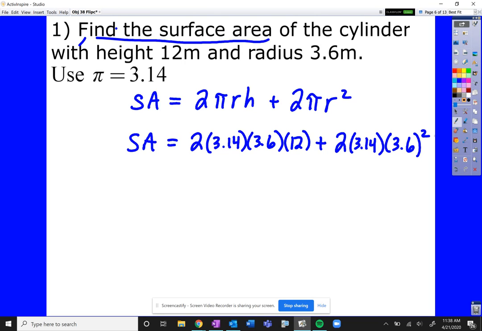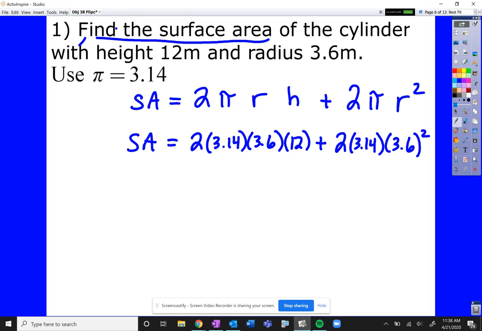Look at that. Here's what I'm going to do. I'm going to go back and space this out a little bit to make it 2 pi r h plus 2 pi r squared. Filling in what we know, people. Using formulas. Our bread and butter. All right, so this is cool.